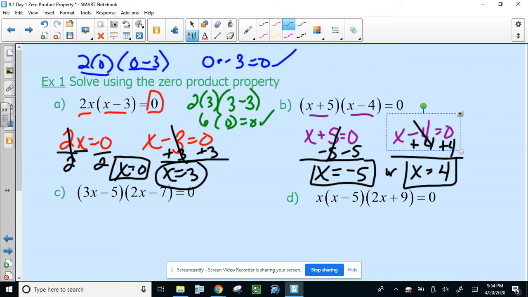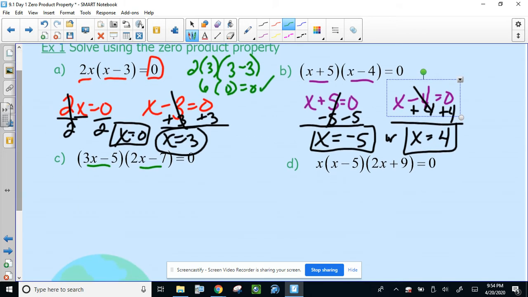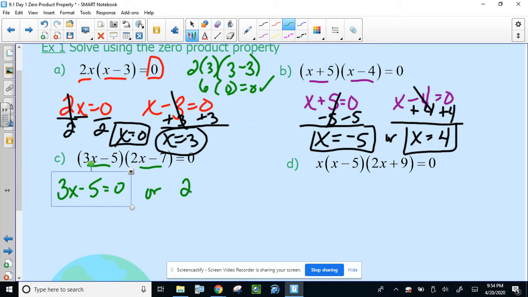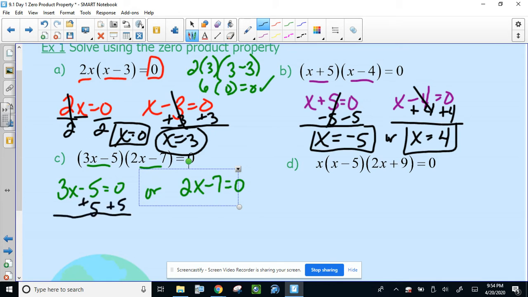So here we have another situation. We have two factors. The math involved in them is a little bit more, but nothing crazy. Here we have 3x minus 5 equals 0, or 2x minus 7 equals 0. And so then we'll solve these. My first step to figure out what x is to add my 5 over so that it goes away. So 3x equals 0 plus 5, which equals 5.